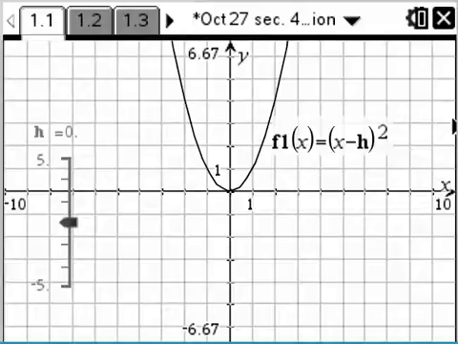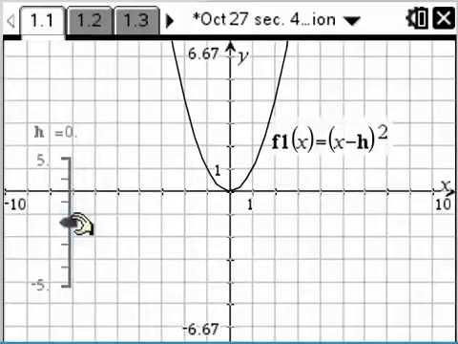Hello again. This video is to help demonstrate the vertical and horizontal translations of a couple of functions, one a quadratic and also a square root function. So on this slide here, and again this is on the N-spire calculator, using sliders we can see that if we have our quadratic function x minus h to the power of 2, and if the slider is at 0 right here, we know it's going to just be our parent function.